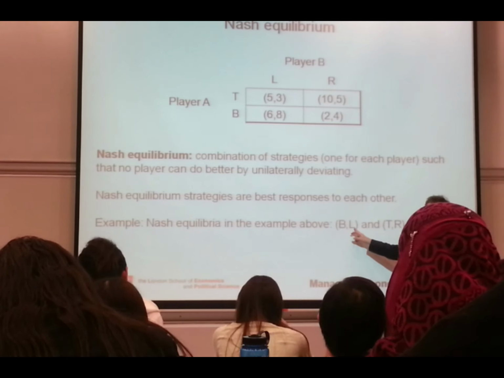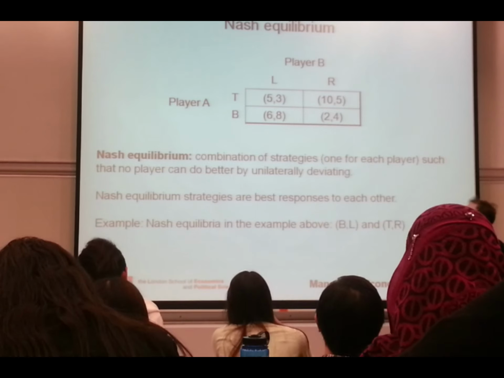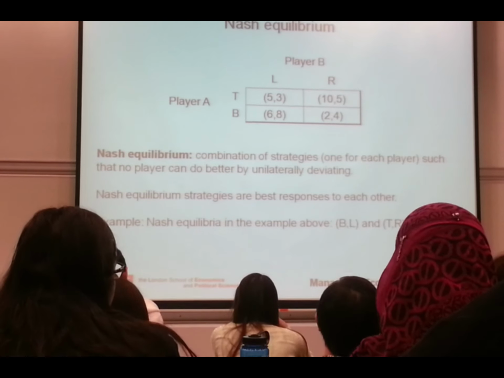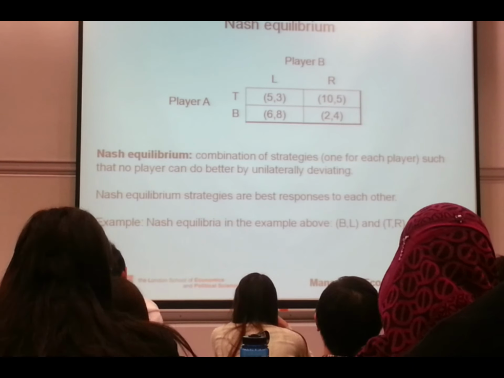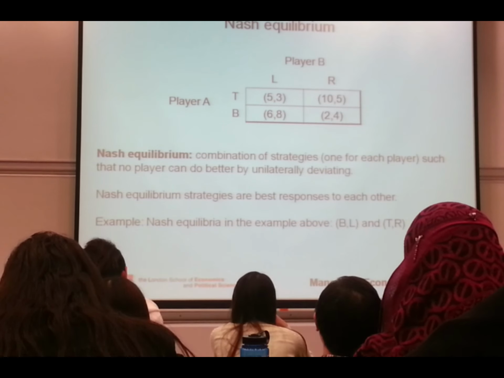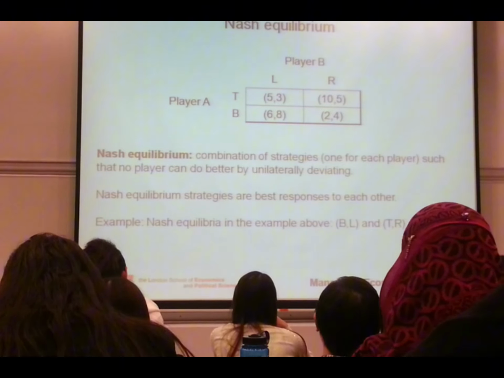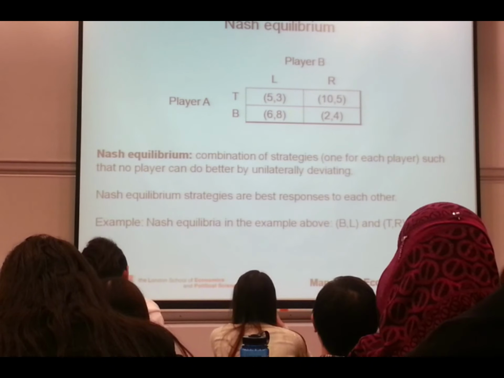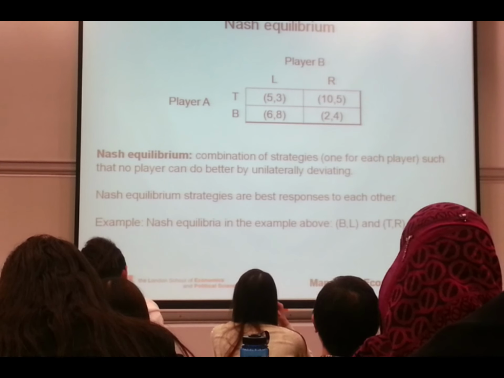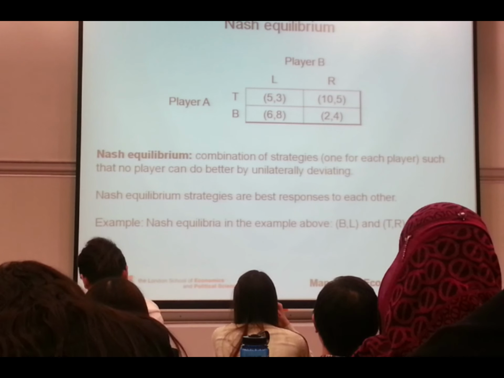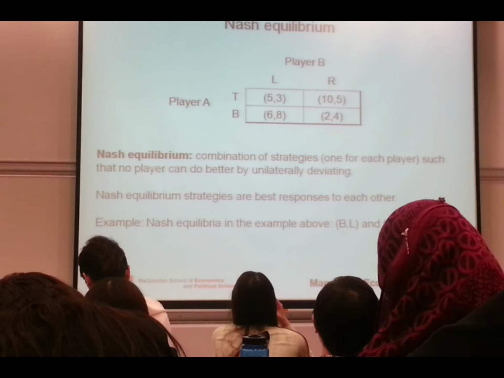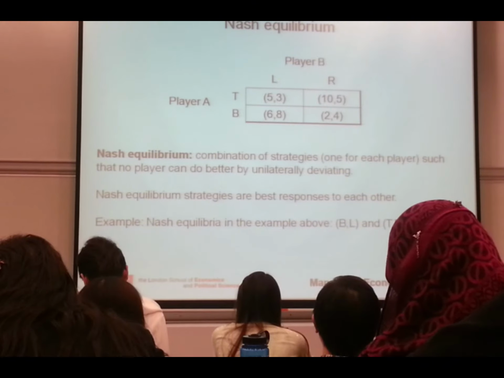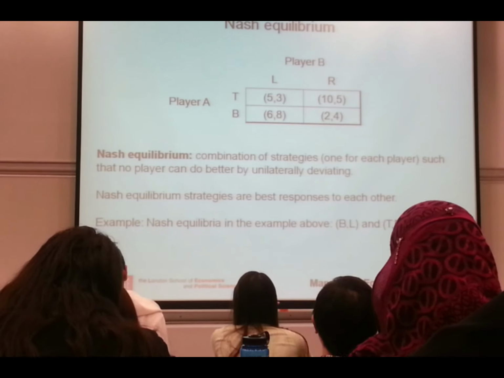It's a Nash equilibrium. On the other hand, if we look at top right, if player A chooses top, then player B chooses between left, getting 3, and right, getting 5. So right is the best response. And if player B chooses right, then player A could choose between 10 and 2, so top and bottom, and he could choose top. So again, top right is a combination of best responses. It's a Nash equilibrium.